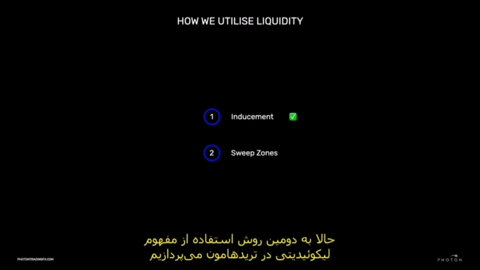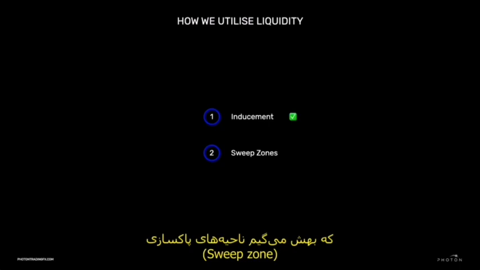Now we're going to take a look at the second method that we use to utilize liquidity concepts with our actual trading, which is something called sweep zones.